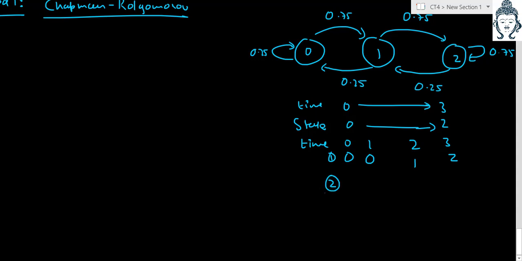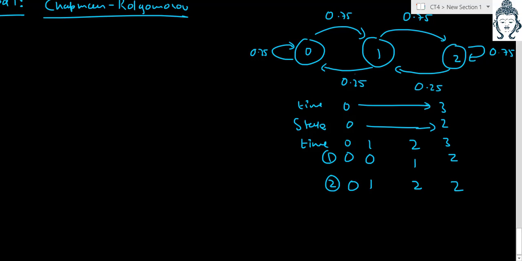The second way is that I can go from 0 to 1, then I can go from 1 to 2, and then I can stay in 2 in the third year. So I'm in 0 at time 0, then I'm in 1, then I go to 2 and then stay in 2. Is there any third method? There is no third method.